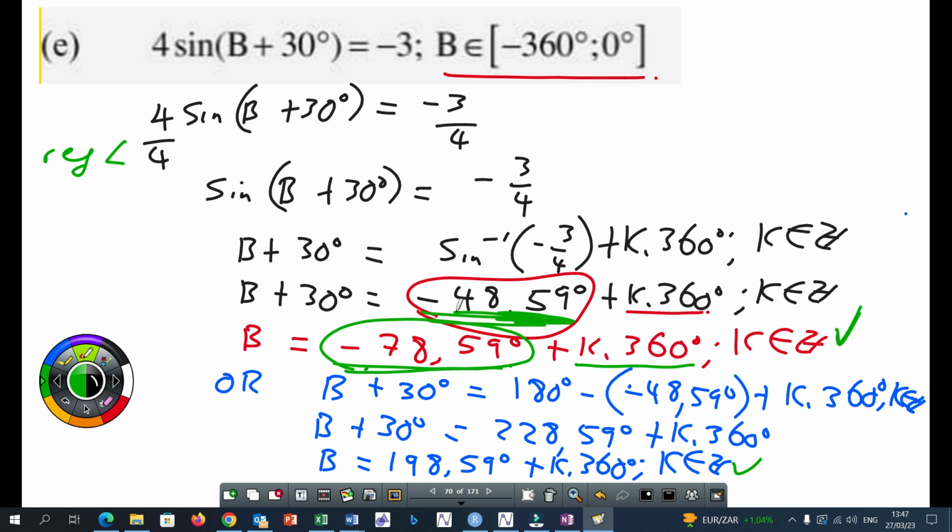Okay? And if you say quadrant 1, quadrant 2, for what? This angle here, minus 48.59, it's in which quadrant? It's the fourth quadrant, because sine is negative. You see that? So this angle here caters for the fourth quadrant. Then this one here, 198.59. Which quadrant is that? Third quadrant. So this one is for the third quadrant, and that one is for the fourth quadrant. Right? No need to write quadrant 1, quadrant 2. There's no need for that.